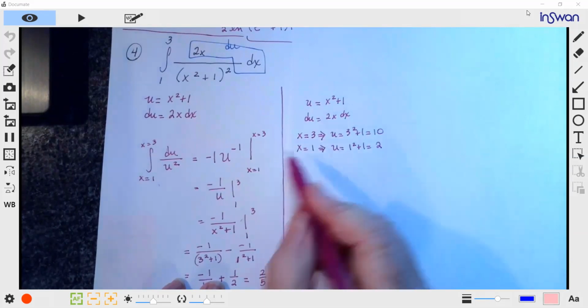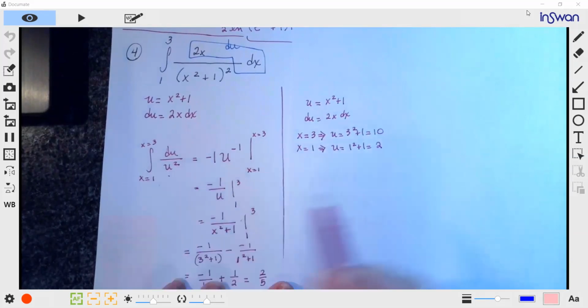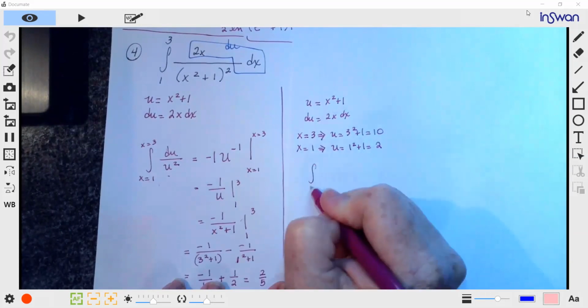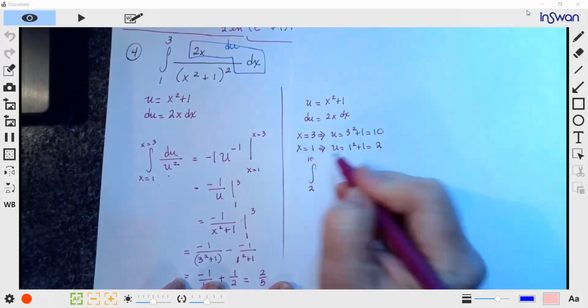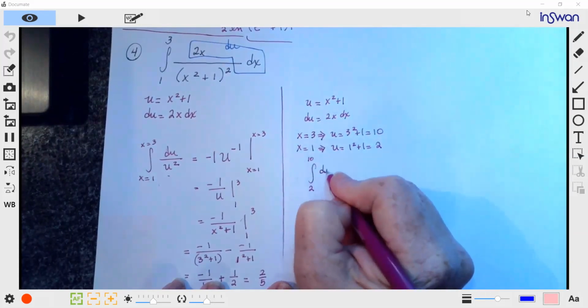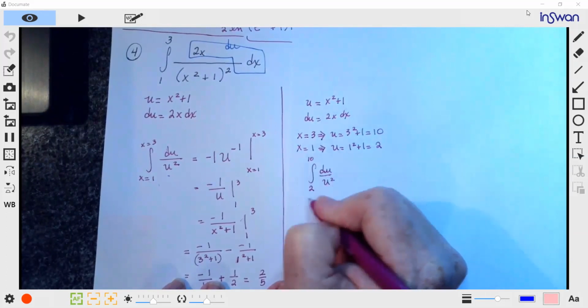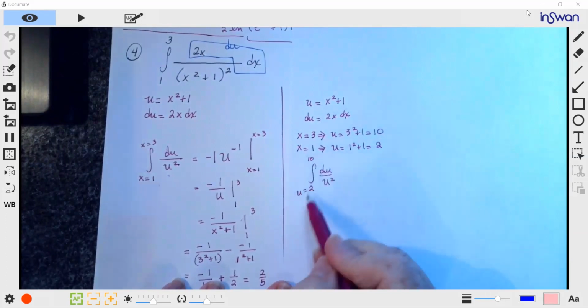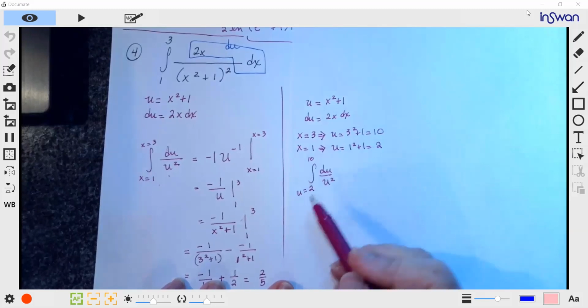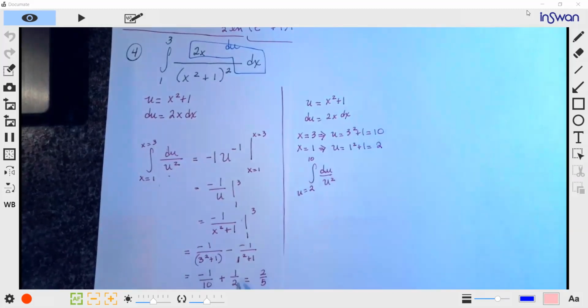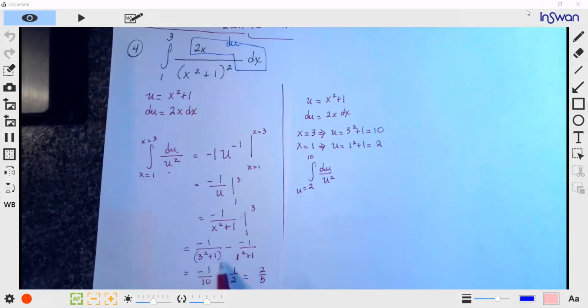So here we would have the integral from 2 to 10 of du over u squared. Now remember, for emphasis, this is a u limit now. I've already done that back substitution that I did down here earlier. If you do it originally and change your limits to u limits, you don't ever have to put an x in there again.